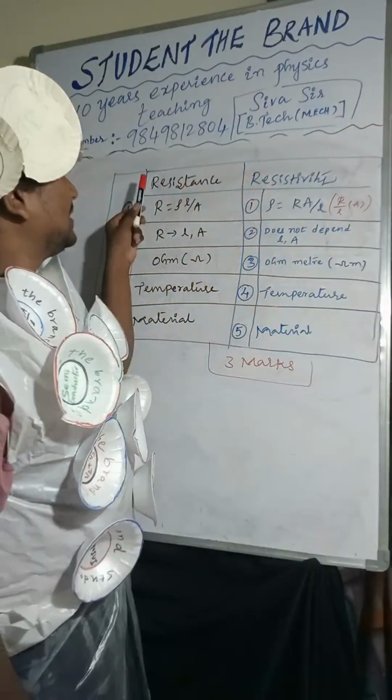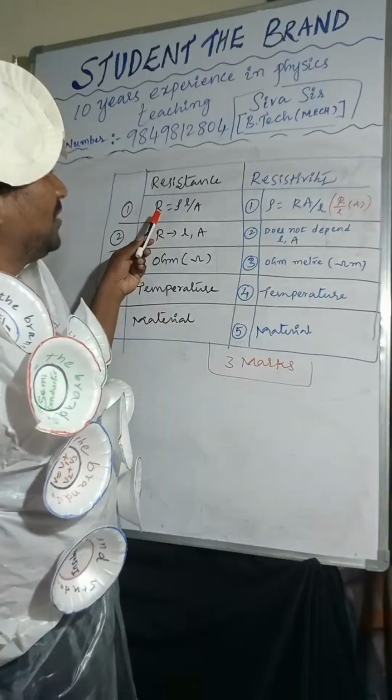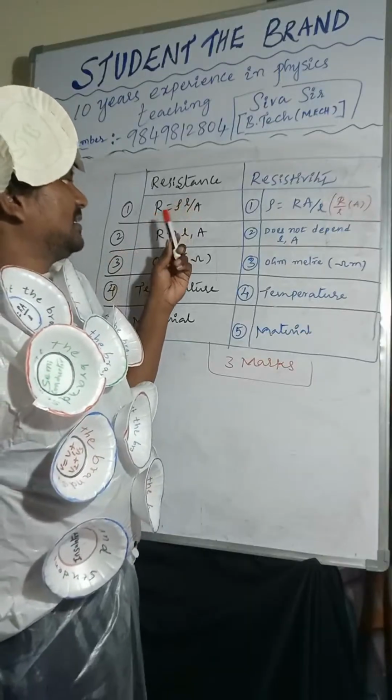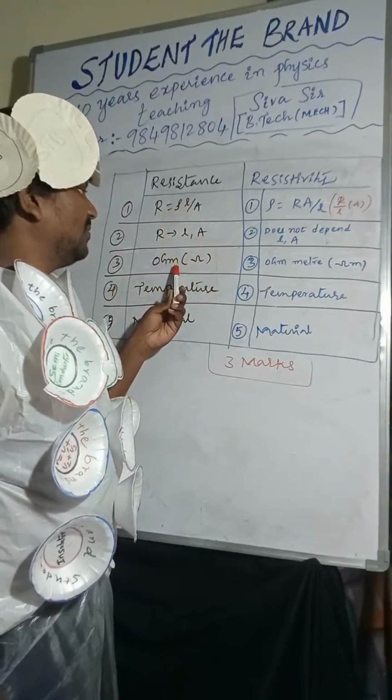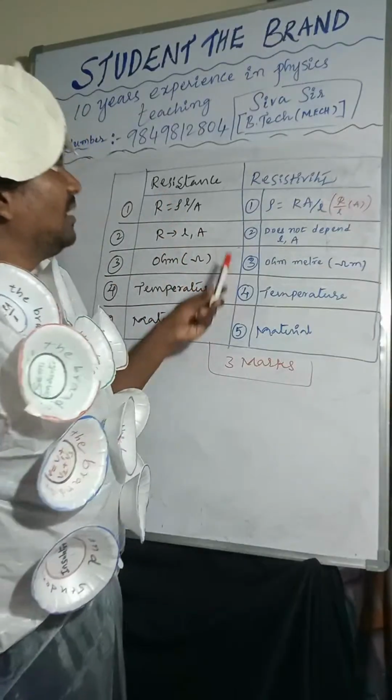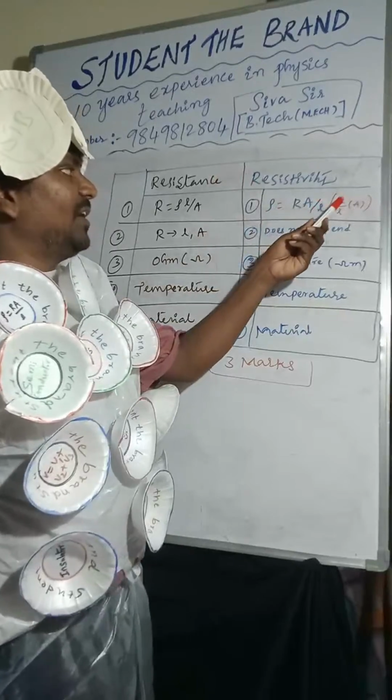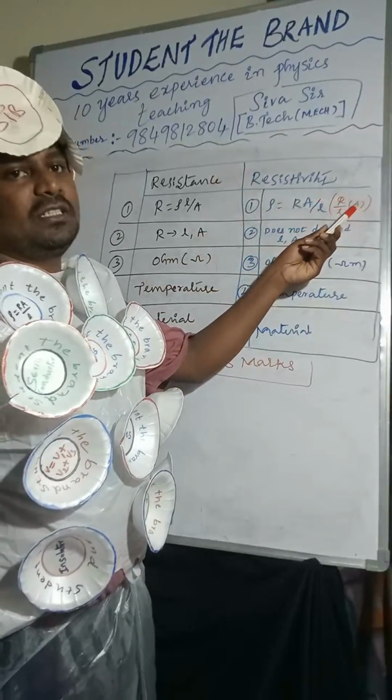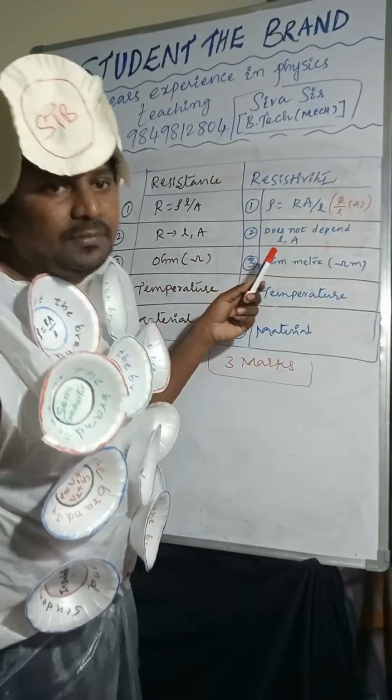Once again, resistance is the phenomenon of opposing the electric current. Resistance depends on length and area, its SI unit is ohm, and it depends on temperature and material. Resistivity is the resistance of the conductor per unit length and unit cross-section area.